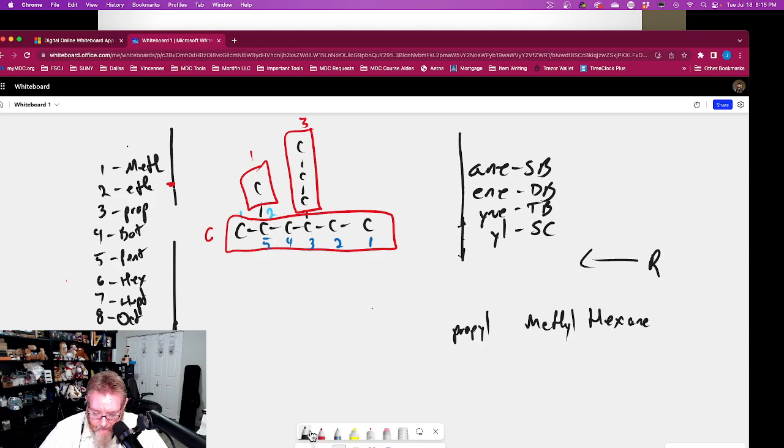So now I have to tell in my name where these things are. So using what we're supposed to here, left to right, because that's the way we determined our smallest number for the first one. Methyl is on 2. 3, 4 is on the next one. So we are looking at 4 propyl, 2 methyl, hexane. 4 propyl, 2 methyl, hexane.